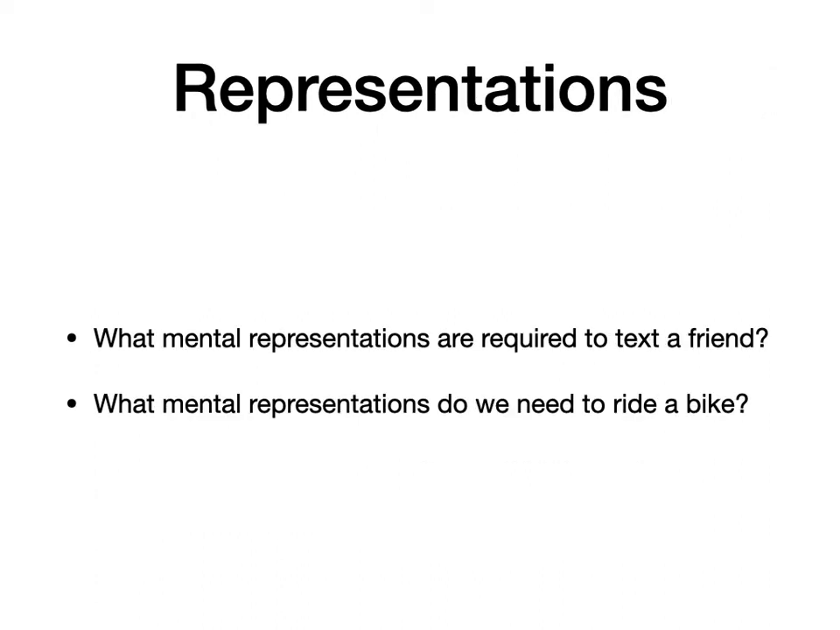So this is the swirling question of representations. What mental representations would you need to be able to text a friend? Something, right? You've got to remember how to interact with your phone. You'd need some words that you're going to actually say to them. But what about to ride a bike? That's a very different experience, right? And it's almost automatic after a certain point. Are you relying on representations there, or does your body just kind of know it?